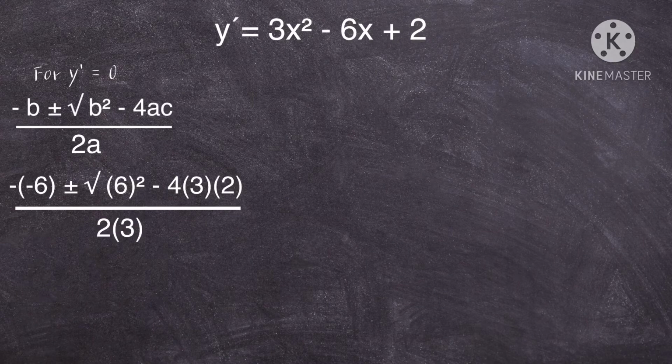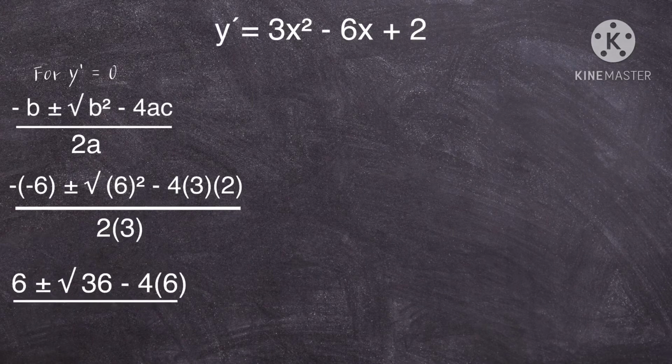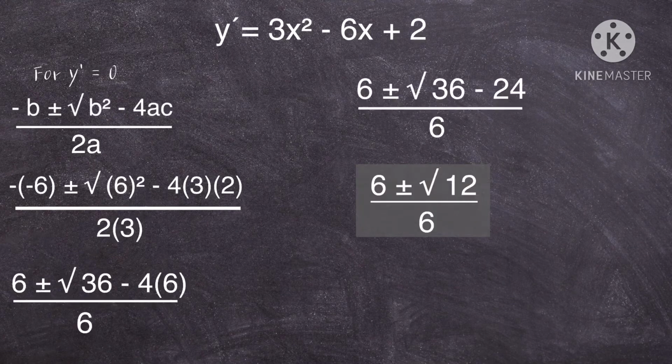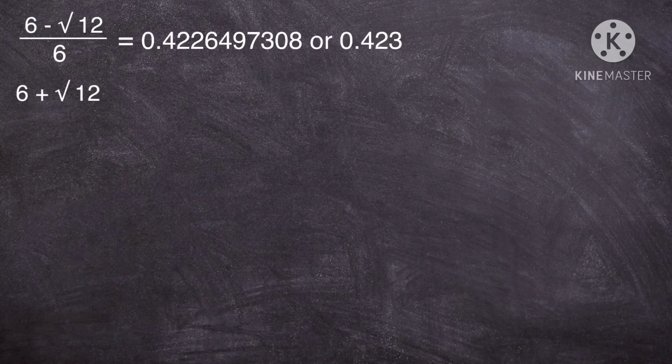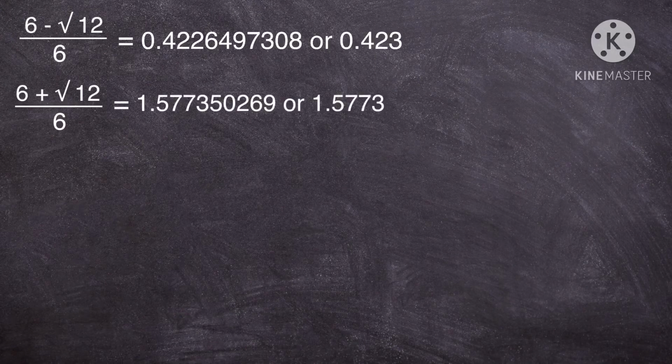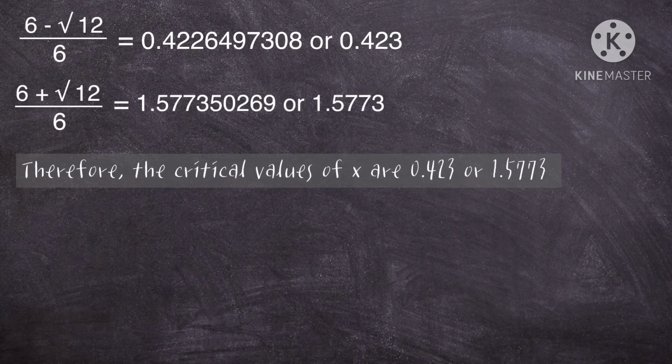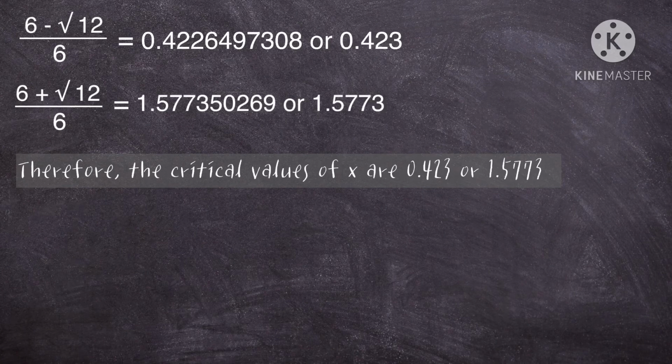It will become 6 plus or minus the square root of 36 minus 4 times 6, over 6. And lastly, it will become 6 minus the square root of 12 over 6 and 6 plus the square root of 12 over 6. The values of x are 0.423 and 1.5773.